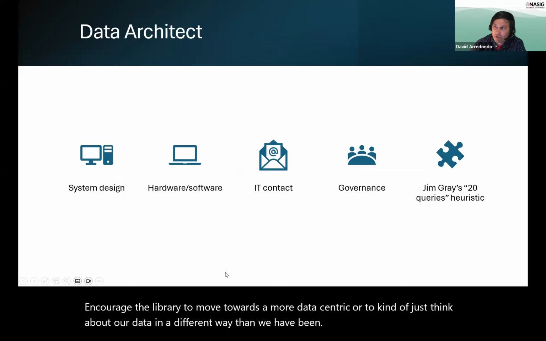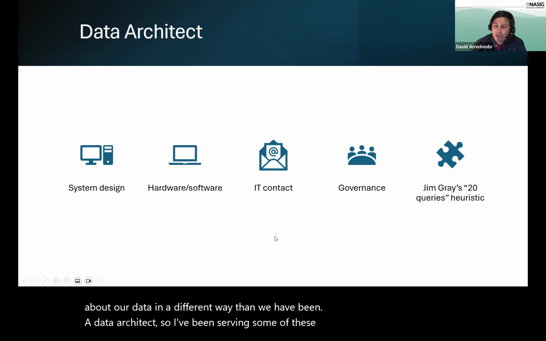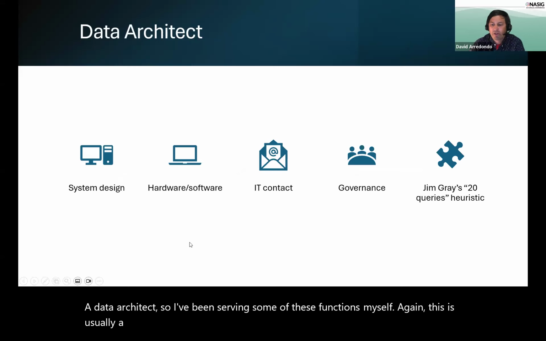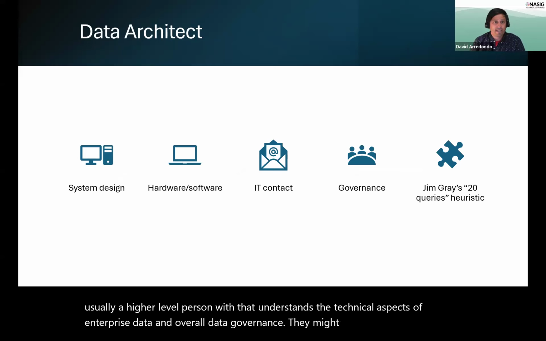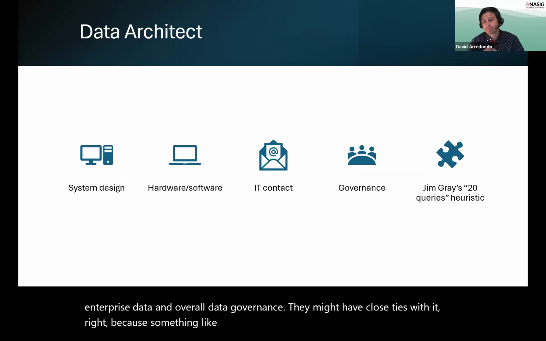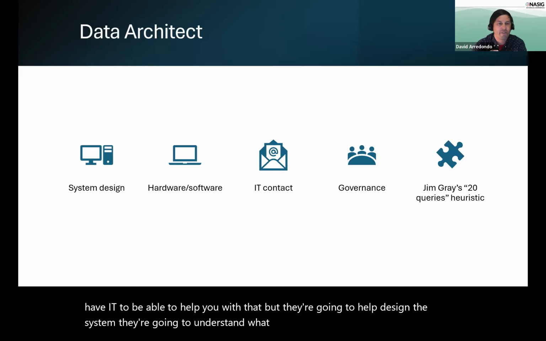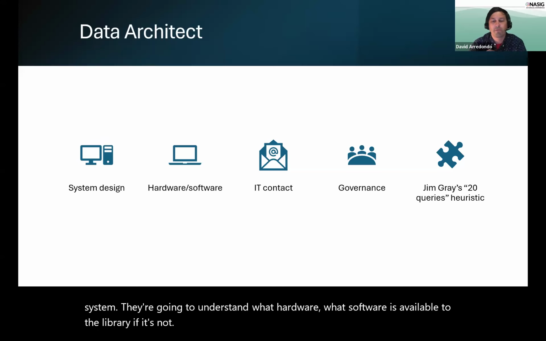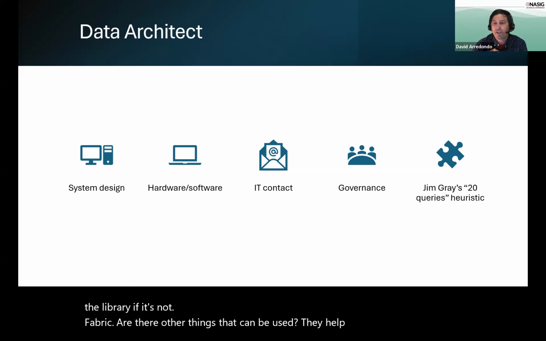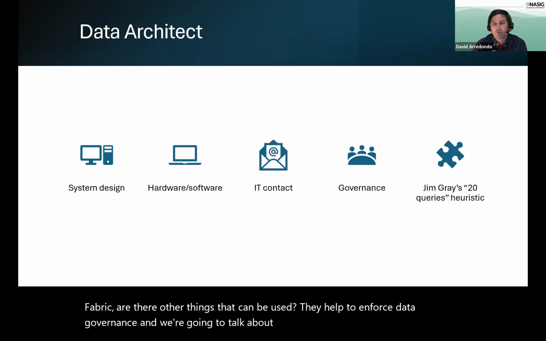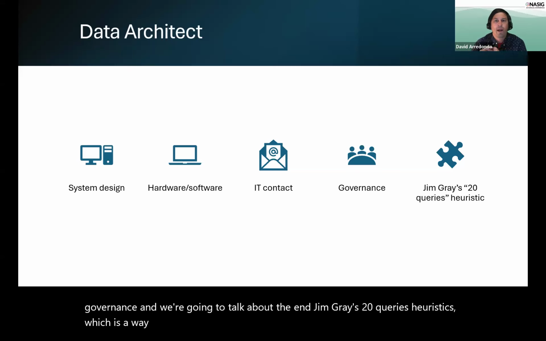A data architect. So I've been serving some of these functions myself. Again, this is usually a higher level person that understands the technical aspects of enterprise data and overall data governance. They might have close ties with IT, right? Because something like Microsoft Fabric, to turn that license on, you need to have IT to help you with that. But they're going to help design the system. They're going to understand what hardware, what software is available to the library. If it's not Fabric, are there other things that could be used? They help to enforce data governance. And we're going to talk about Jim Gray's 20 queries heuristics, which is a way to start to think about how you would design a system like this.